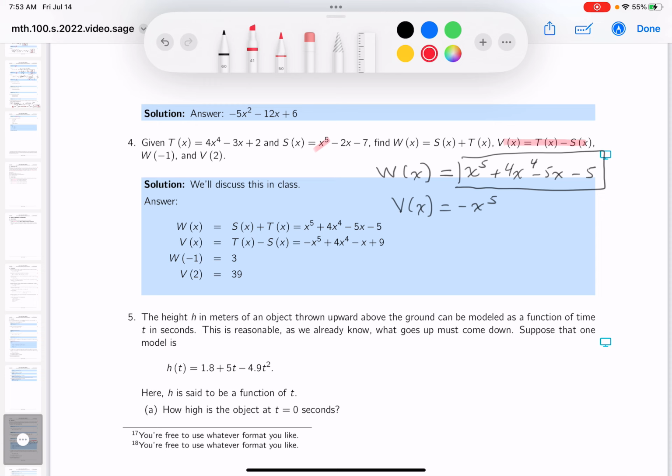All right, and then I got this 4x^4. Minus of minus 2x is plus 2x, minus 3x is minus x. All right, what do you get here? And again, we're doing t minus s. Let's see, t minus s. So 2 minus minus 7, I did it again. So 2 minus a minus 7 is going to be plus 7. That's going to be plus 9.